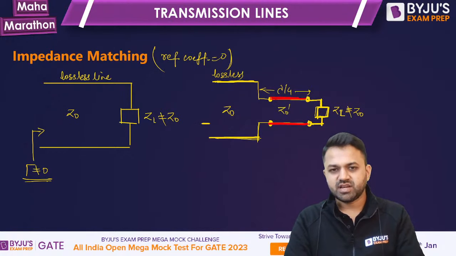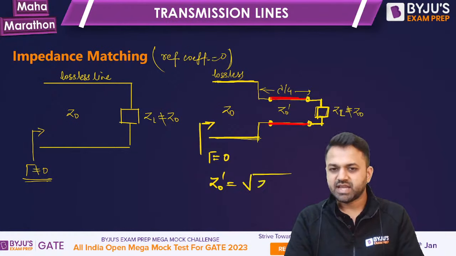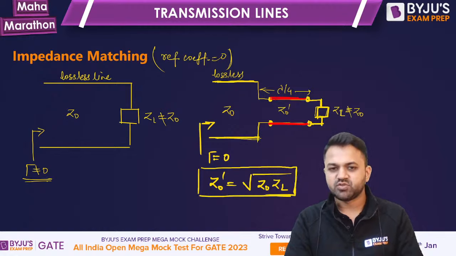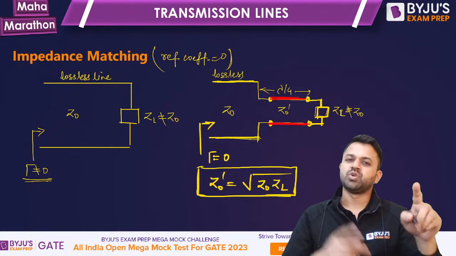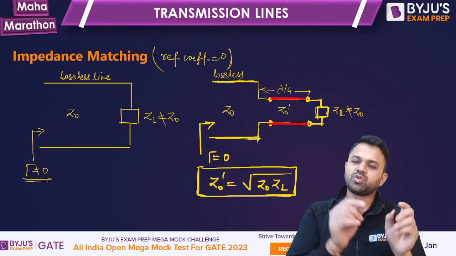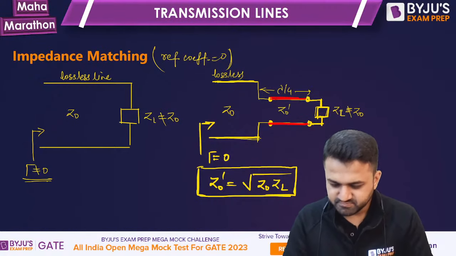Then to match, the reflection coefficient has to be zero here. For the reflection coefficient to be zero at the input, the characteristic impedance of the lambda by 4 length transmission line is the geometric mean of Z0 and ZL. Means, the two impedances which you want to match, you have to take the geometric mean of those two impedances to calculate the characteristic impedance of the line. Is it okay?